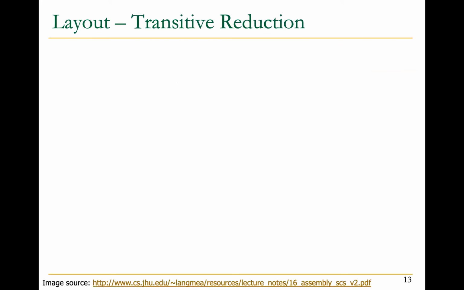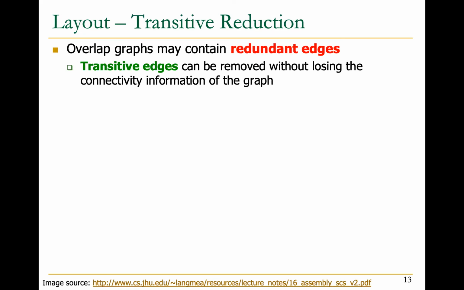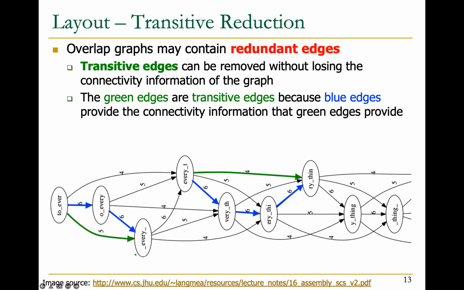Let's go over what the transitive reduction looks like. As we said, overlap graphs may contain redundant edges, and our goal is to remove them. Transitive edges can be removed without losing the connectivity information of the graph. In this example, the green edges are transitive edges. A green edge tells me that I can start from this node and go to this node, so I should keep that connectivity information.